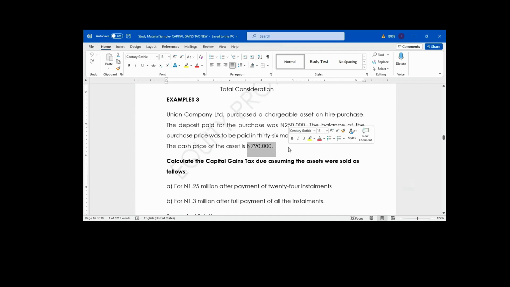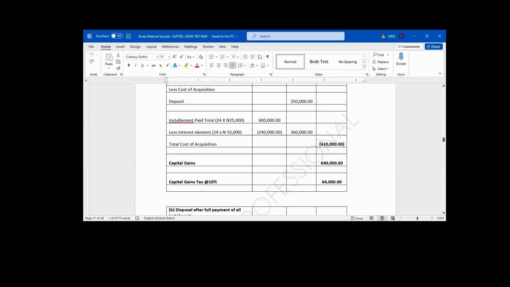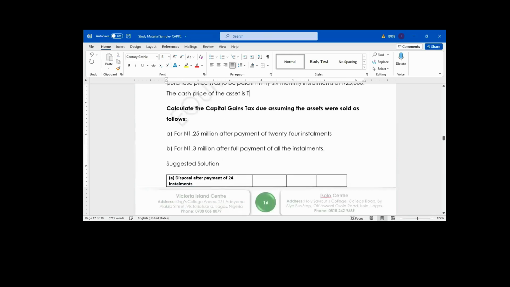$790. Assuming he has fully paid the installment, we don't need to calculate it like this. What we just need to calculate is the sales price minus the cash price of the asset. We get our capital gain and we compute our capital gain tax. But he has not finished paying the installment. We need the cash he has paid for the 24 installments. How much cash, excluding interest, has he paid for the 24 installments so far?